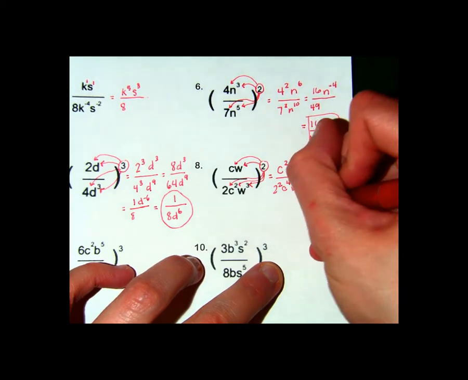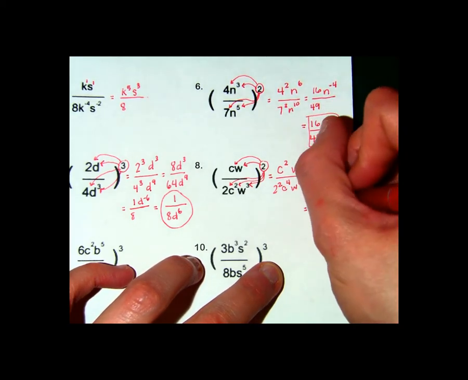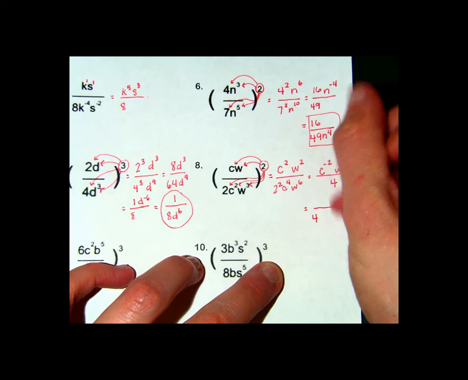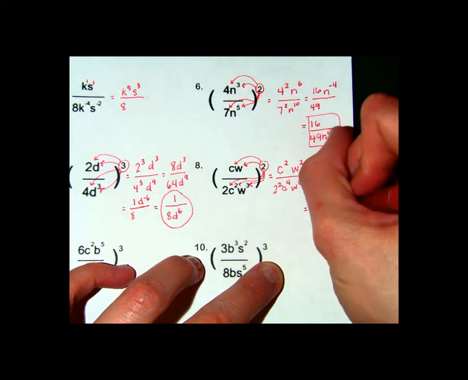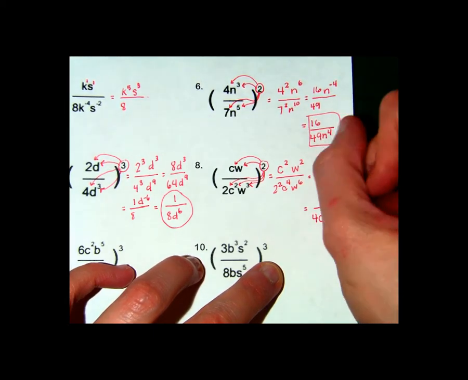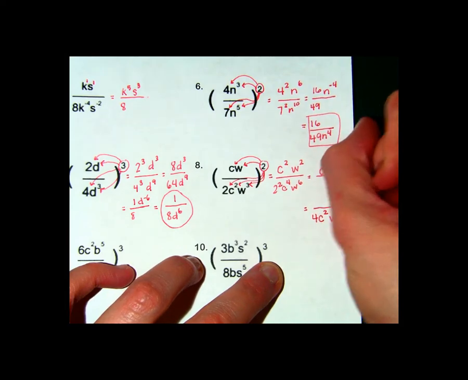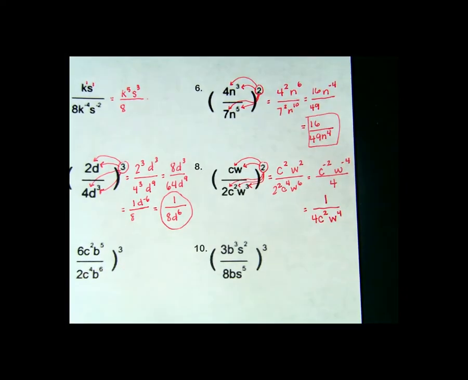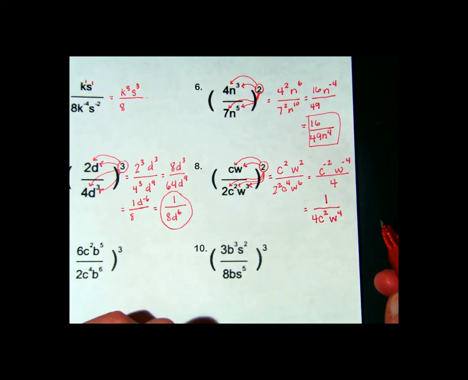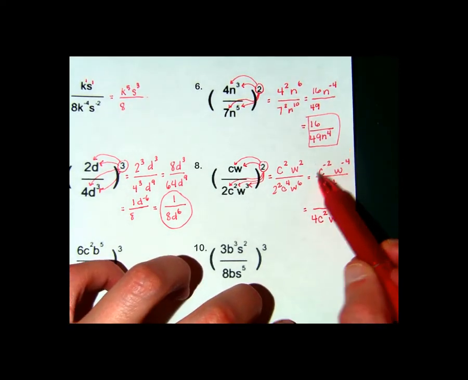Still not finished. I got negative exponents. 4 is on the bottom. C to the negative 2 needs to move. W to the negative 4 needs to move. Nothing is left on top, so we have our 1 there. Not nothing, 1 is a number, but all of these have a 1 in front anyway.